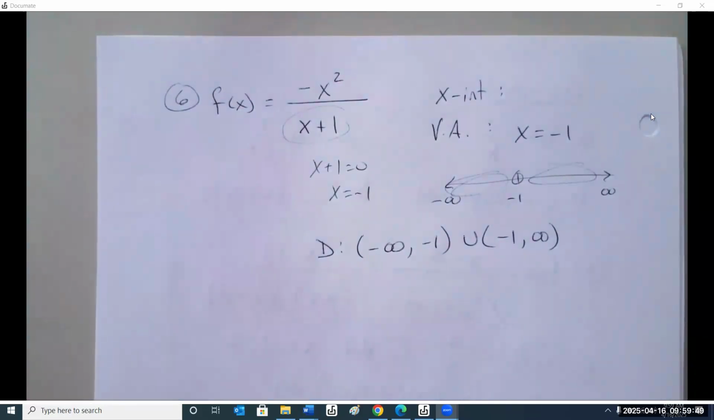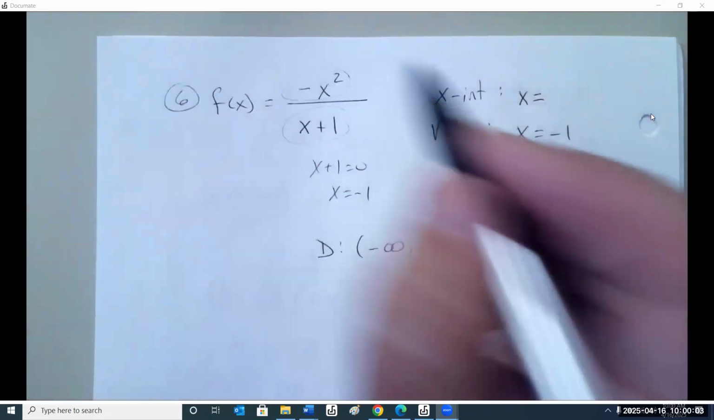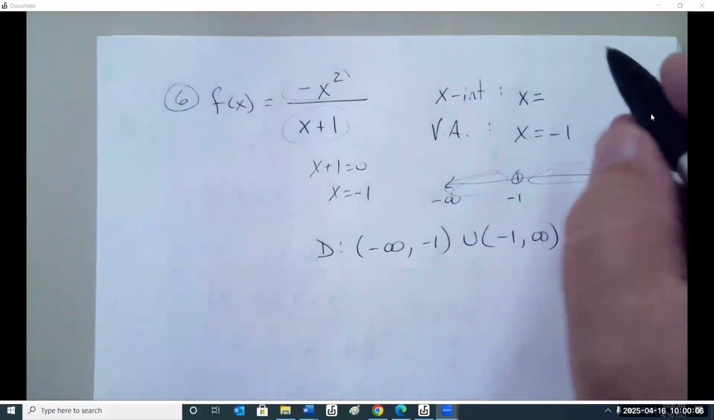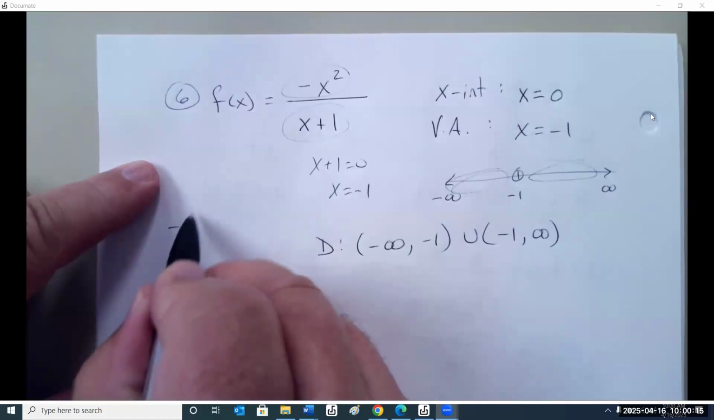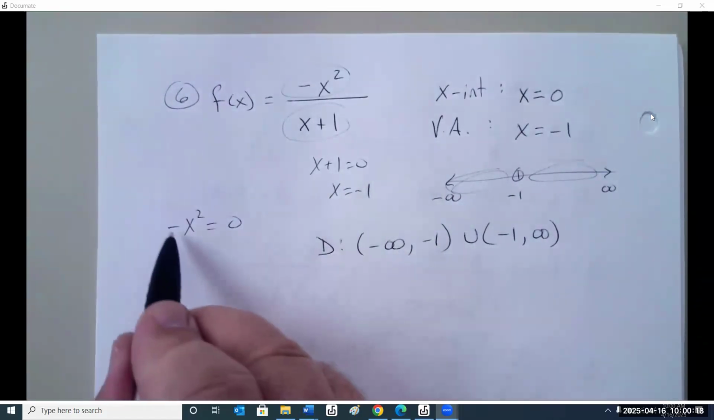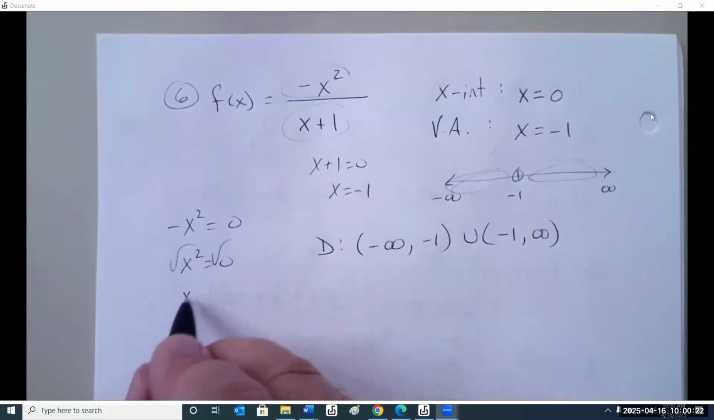What's my x-intercept? So the top equals 0. Remember, to get the x-intercept, the top equals 0. So it's going to be 0. There's negative x squared equals 0. Change the signs. You have x squared equals 0. Square root, x equals 0.